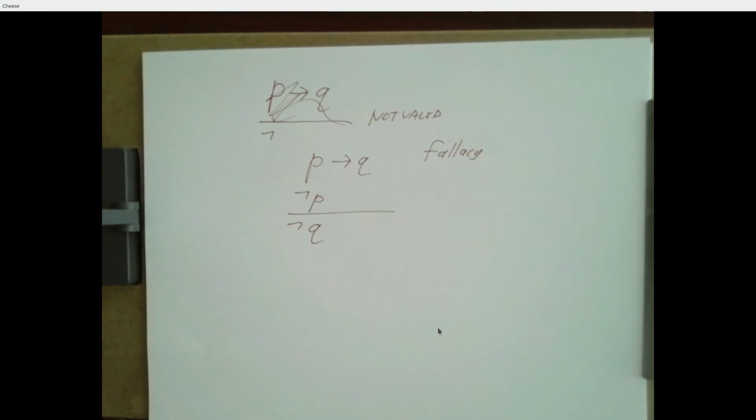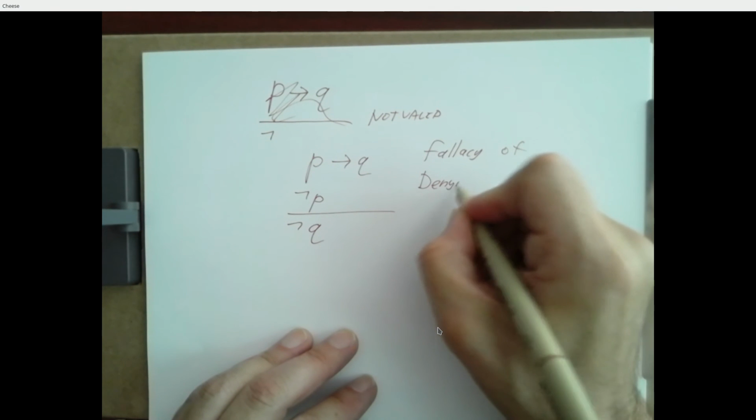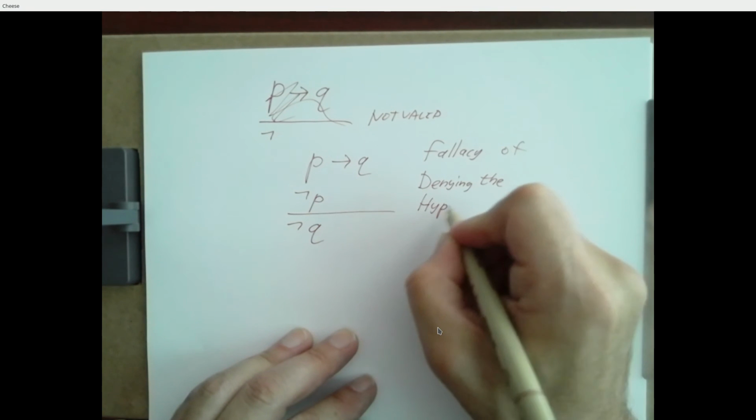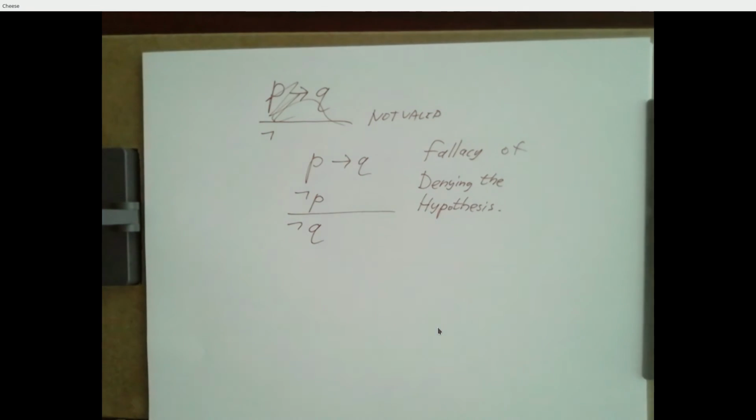So this is what's called a fallacy. And it's got a particular name. It's the fallacy of denying the hypothesis. And it's a fallacy we see all the time. We see it in the news. We see it in Washington. We see it all around us, right? And it's just an error in logic.